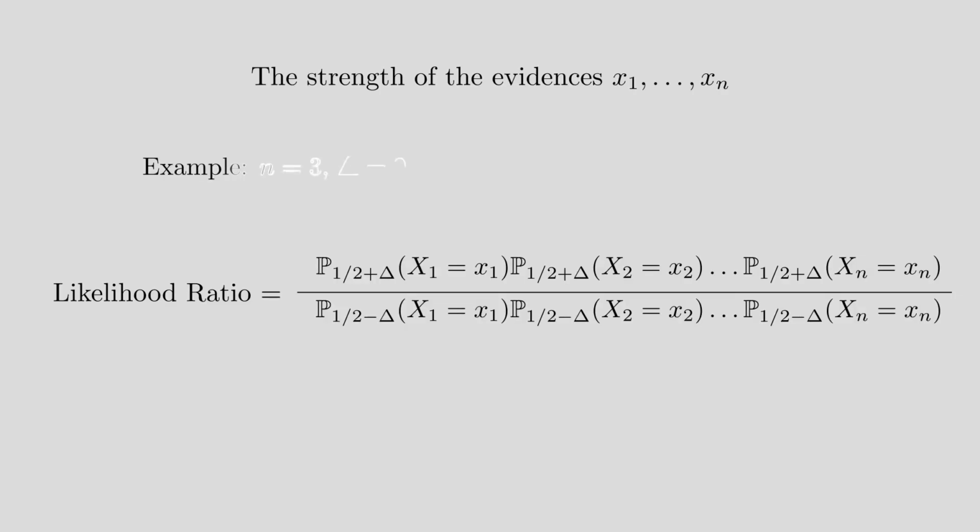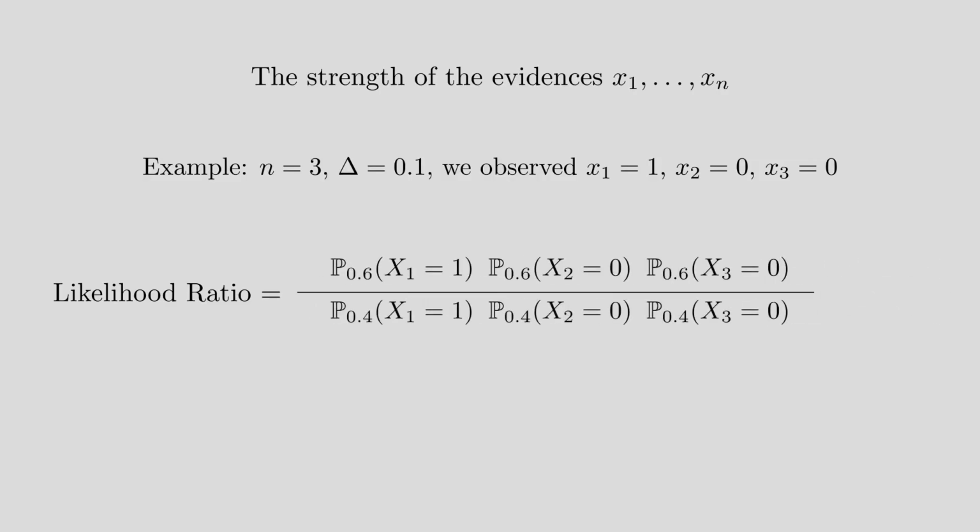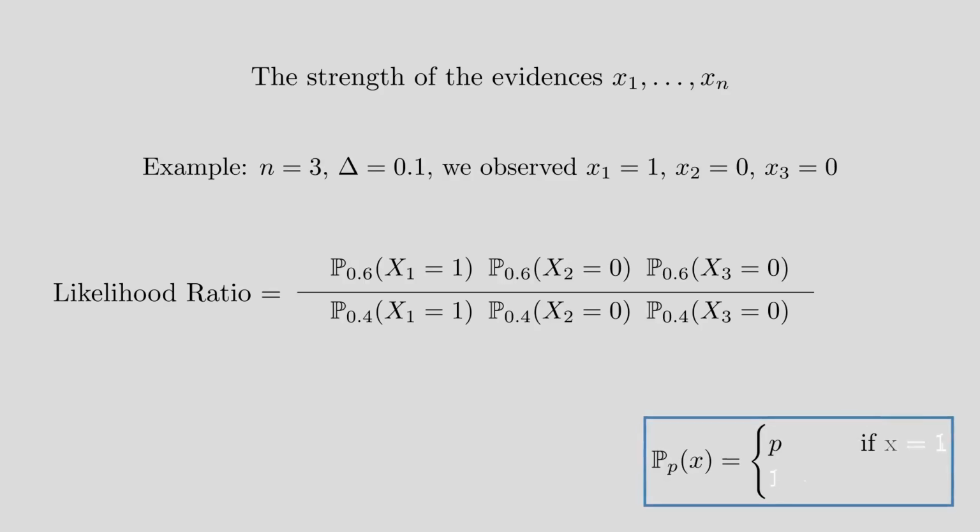For that, imagine for example that Bob has tasted the cookies thrice, and that he preferred the M&M cookie once, then the chocolate chip one twice in a row. We replace in the likelihood ratio. Remember that x is a Bernoulli variable, so the probability of having 1 is p. In H0, that is 0.4. And the probability of having 0 is 1 minus p. In H0, it is 0.6.